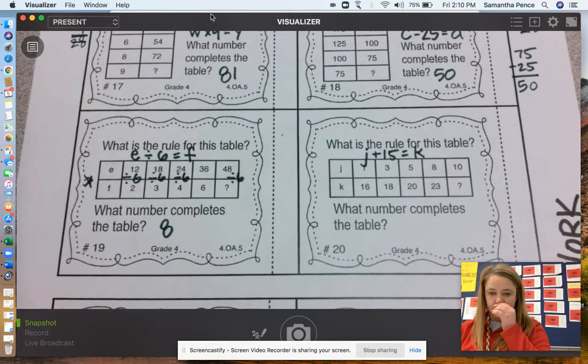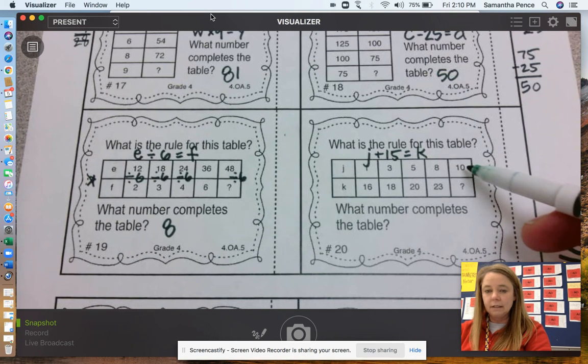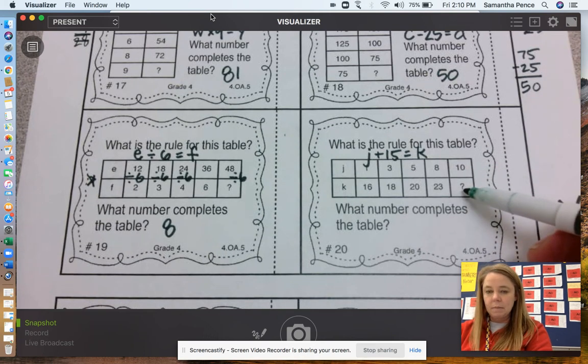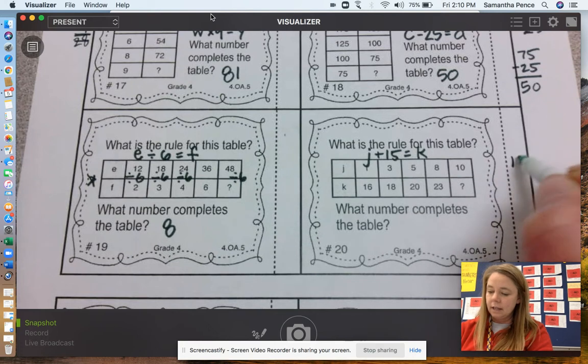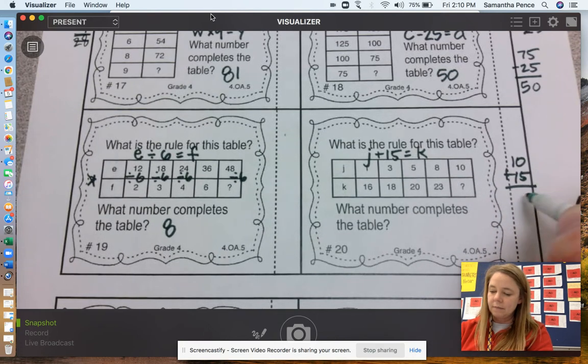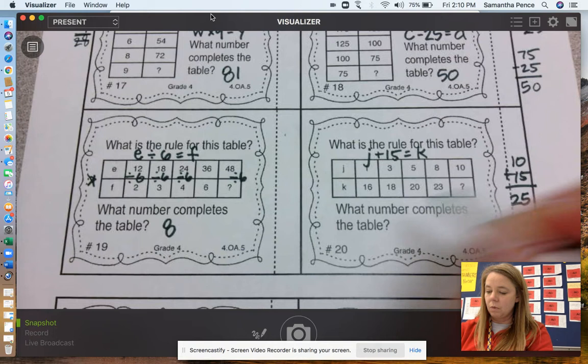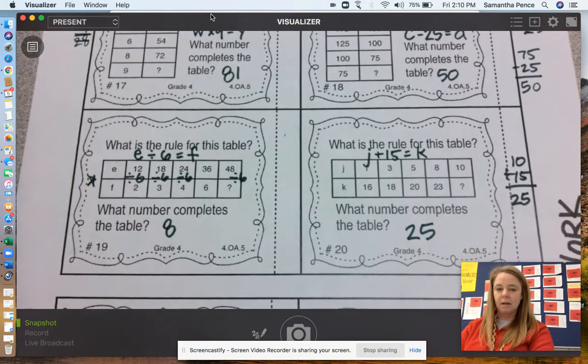Now we're going to finish the rest of our table. So we have 10, and our machine is adding 15. So what number would come out on the other side? 10 plus 15 is going to be 25. So 25 is going to come out on the other side.